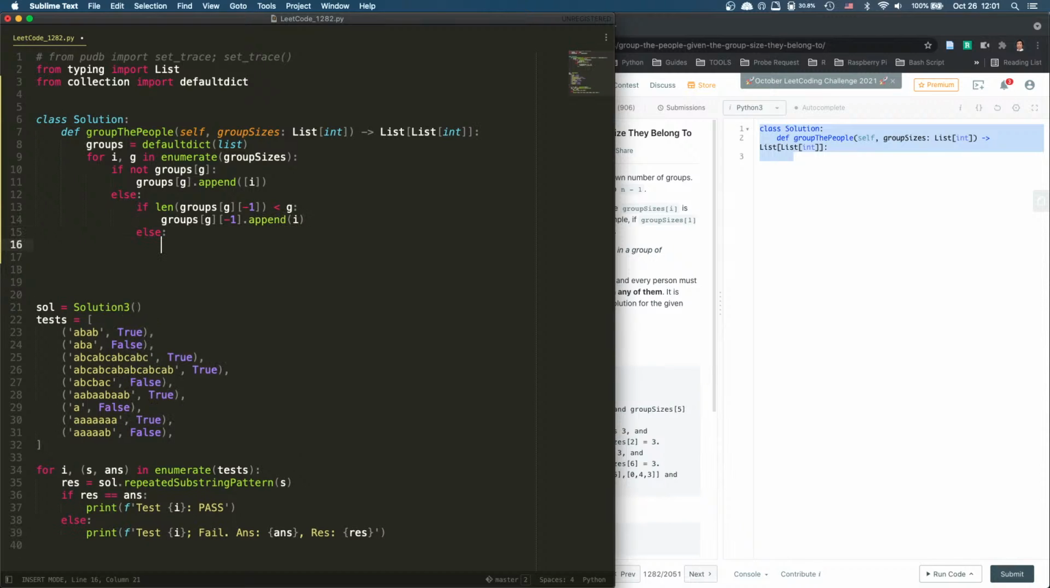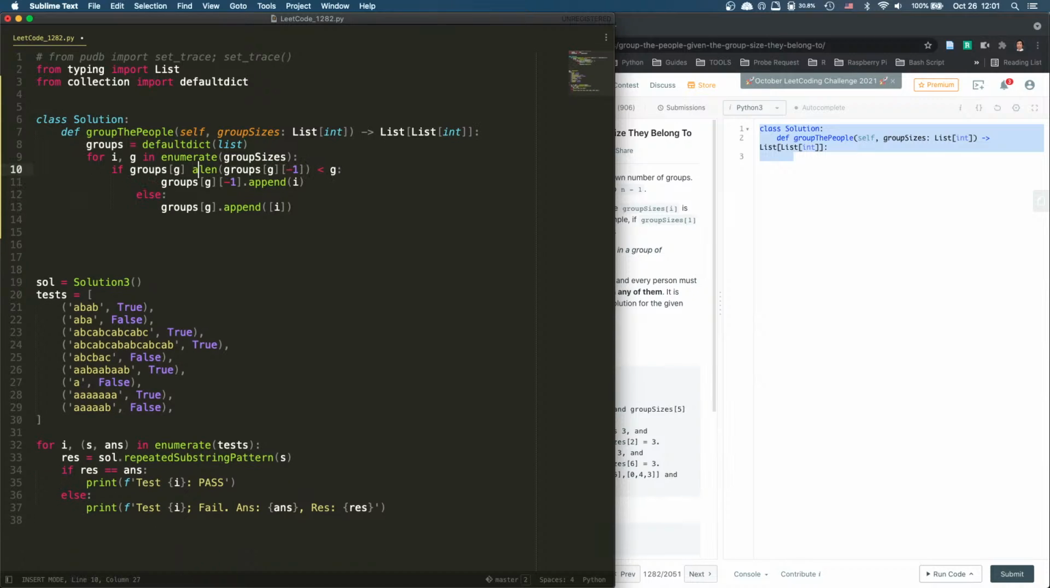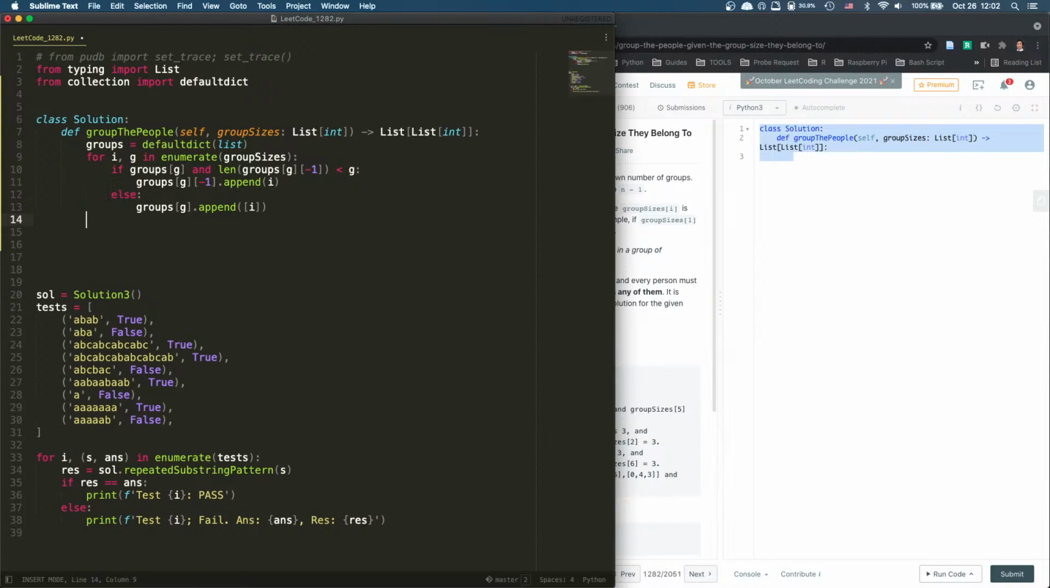Otherwise, groups[g]. Okay, so we are repeating ourselves. So here's what we're gonna do. If groups[g] and len of groups[g][-1] is smaller than g, then we append. Otherwise, either group g has nothing in it, or the last group's size is equal to g. That means we need to create a new group, then we append this. Then I'm going to return.